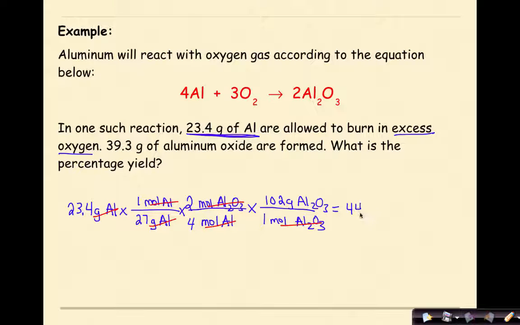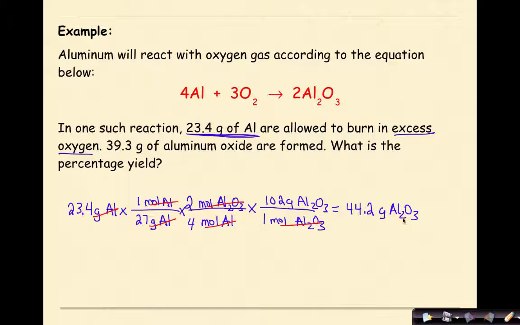So 44.2 grams of Al2O3 should be produced in a perfect world where there is no error, no problems, no equipment failure, no distractions. This is my theoretical yield.